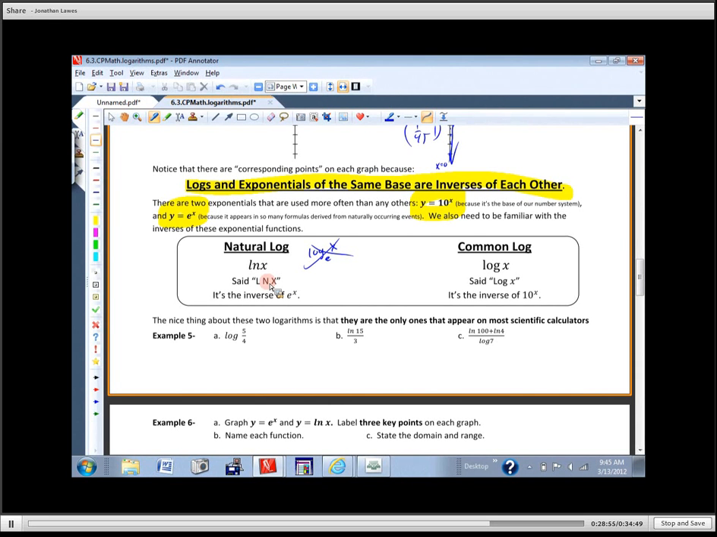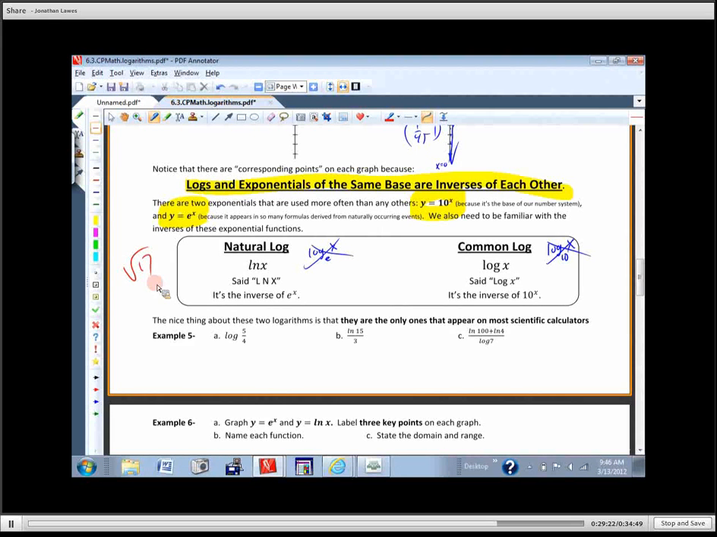The other one is what we call the common log. It's just log of x. That's how you say that, log x. It is the inverse of exponential base 10. If you were going to write that out completely, you'd write it like this, but we never write that. Let me show you, you're actually familiar with something like this. If I write this, what does that mean?